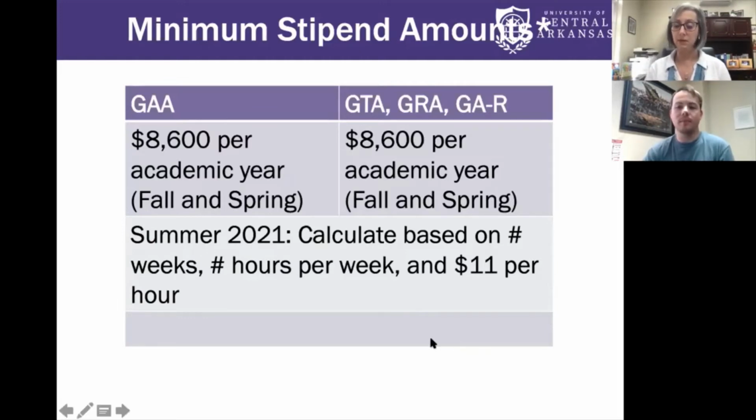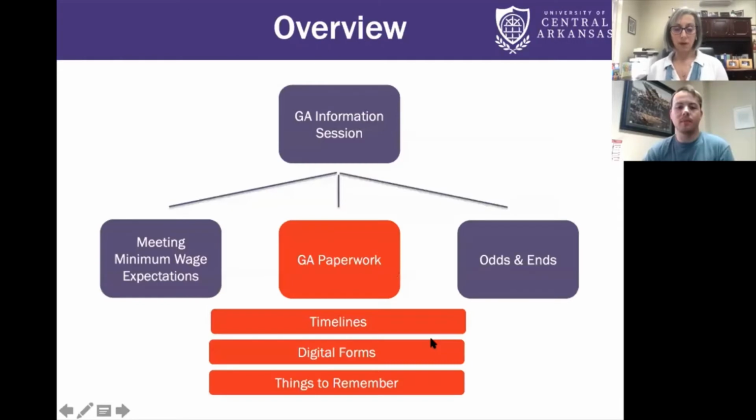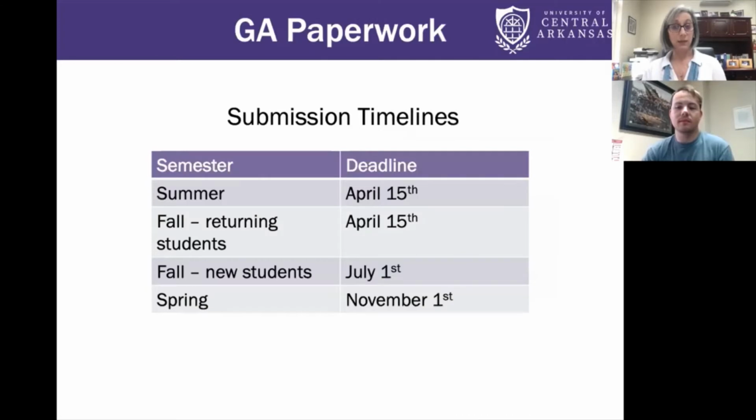Okay, thank you. All right, so then we'll go to the second section. GA paperwork, timelines, digital forms, things to remember. Some of this is old news, some of this is new and exciting. So timelines, here are our timelines or preferred deadlines for submitting paperwork. You'll notice that if you have GA paperwork for summer, that deadline's coming up April the 15th. It's just a couple of weeks away.